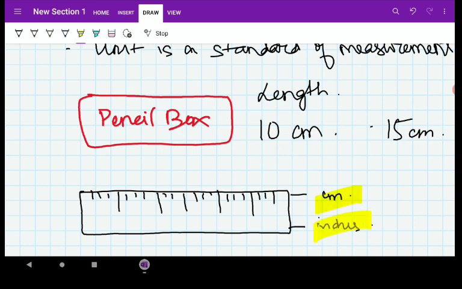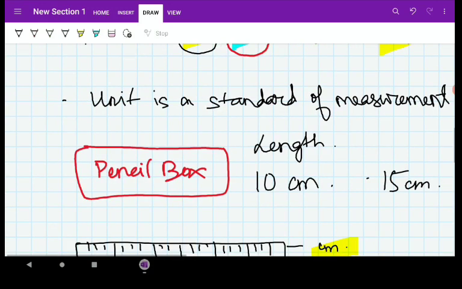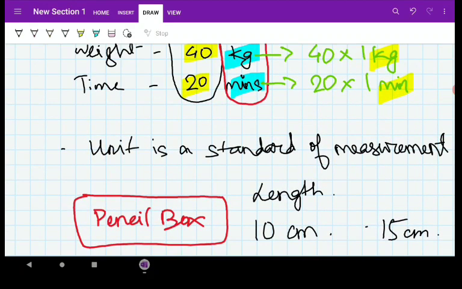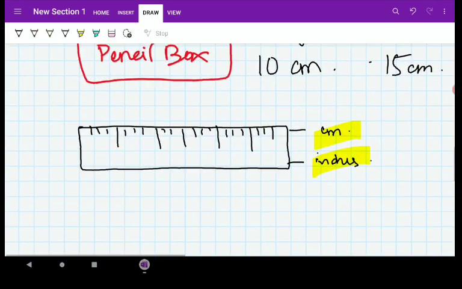But first of all, you have to understand that there is a need for a unit being a standard of measurement in order to remove all confusion about various items. So a thing which is 10 centimeter in India will be 10 centimeter in US. A thing which is 5 inches in US will be 5 inches in India. So we are now clear what is a unit. Unit is a standard of measurement. The next thing which we will be seeing are units and their various classifications.